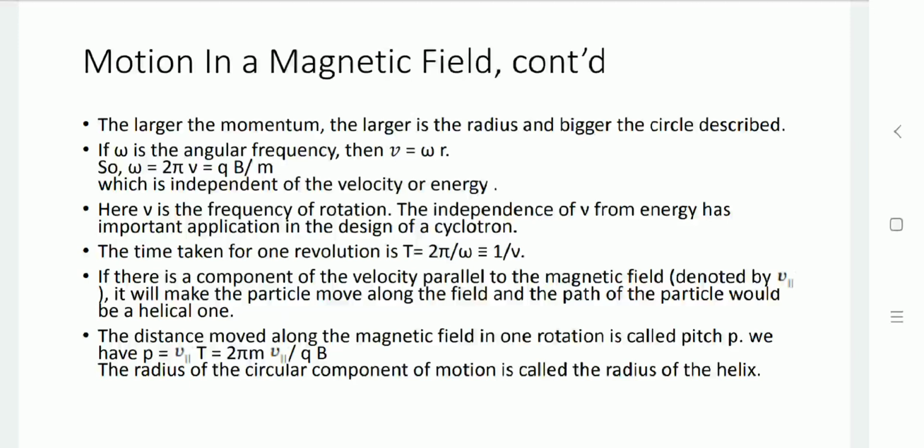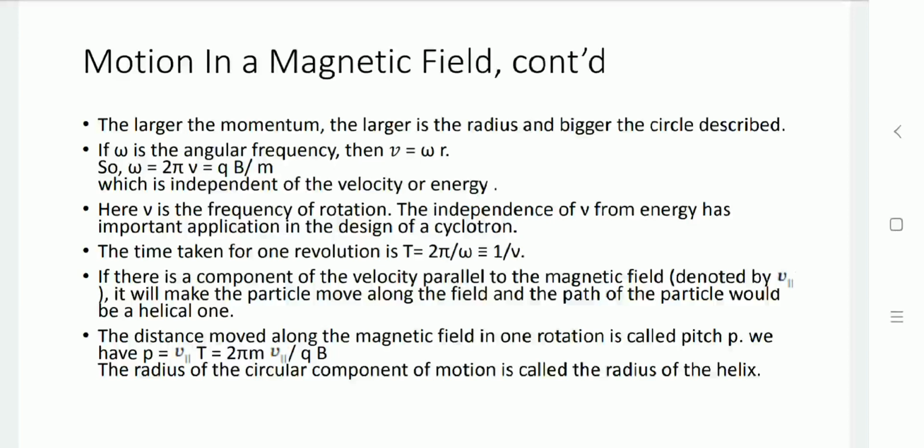The time taken for one revolution is T. As we know, T equals 1 by f. Instead of f, we have nu, the frequency of rotation. And omega equals 2 pi f, that is, omega equals 2 pi nu. So nu equals omega upon 2 pi. So this equation is replaced over here, so my T equals 2 pi by omega, that is equal to 1 by nu.